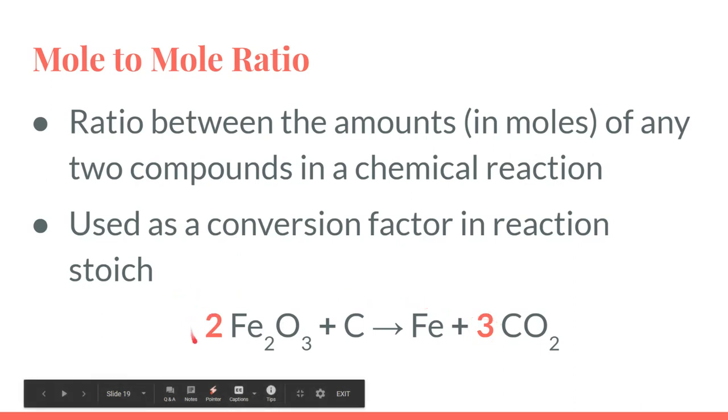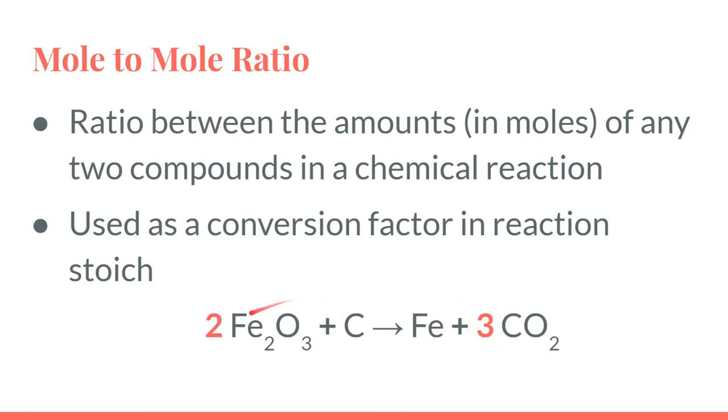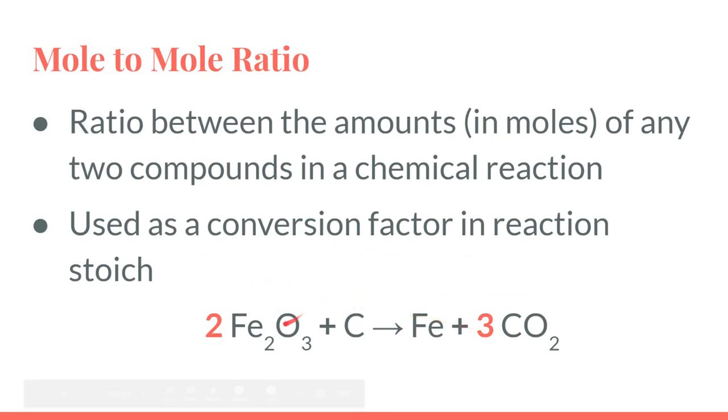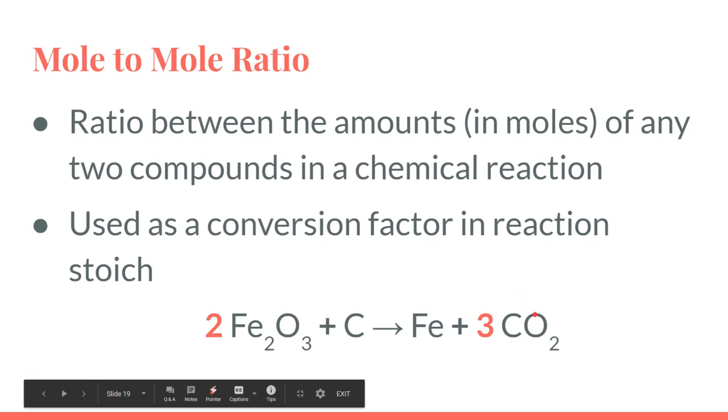Likewise, for every 2 moles of iron oxide I put in, I need 1 mole of carbon also put in. And for every 1 mole of iron that I get out, I should be getting 3 moles of carbon dioxide out. So we can use these coefficients as ratios, and then we can use those as a conversion factor to go from reactant to product, product to reactant, reactant to reactant, or product to product.